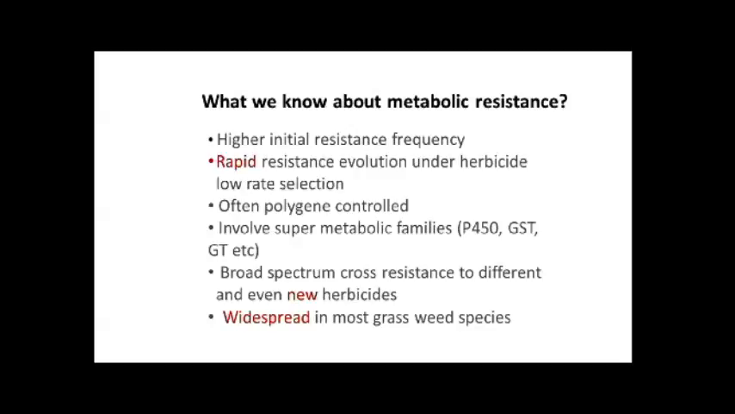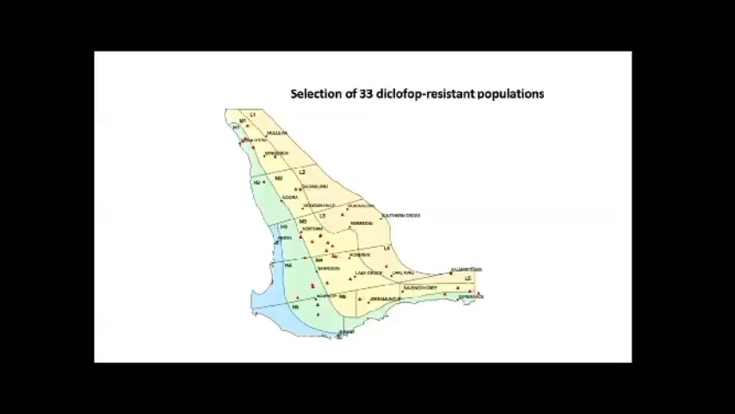involving super metabolic families like P450, GST, glucosyltransferase, and other oxidase systems. And they provide a wide spectrum of cross resistance to different herbicides, and sometimes even to new herbicides not yet on the market. Then this metabolic resistance is widespread in most grass weed species, but is mostly under-investigated. And we have evidence for that.